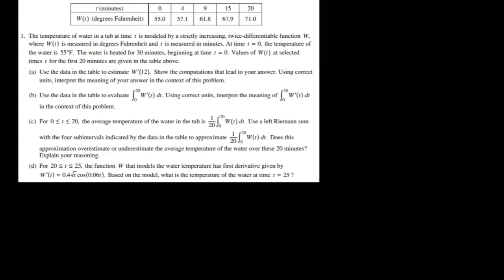4 subintervals, okay? So by 4 subintervals, what they mean is the first one goes from 0 to 4, the second one goes from 4 to 9, the third one goes from 9 to 15, and the fourth one goes from 15 to 20. Okay, so we're going to evaluate this integral, 1 over 20 integral 0 to 20, W of t dt. Okay, so let's figure this out, okay?